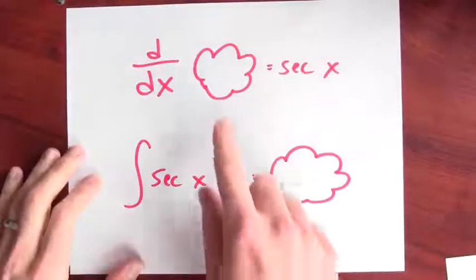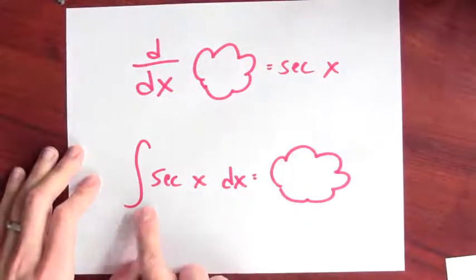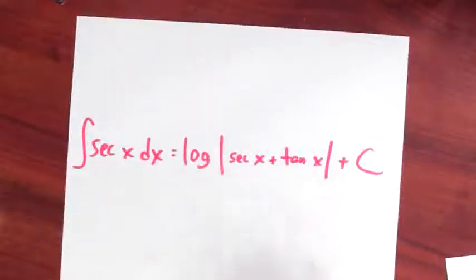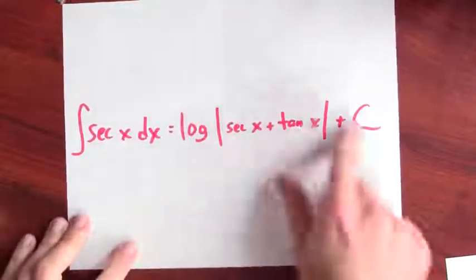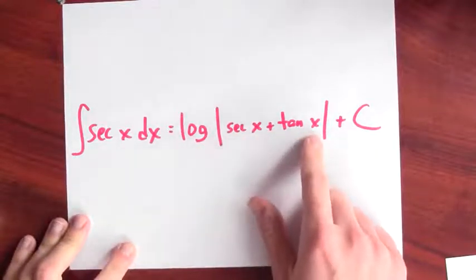What's an antiderivative of secant? So I'm asking for a function whose derivative is secant x. I'm looking for the antiderivative of secant x. What is that? Well, it turns out that the antiderivative of secant x is log the absolute value of secant x plus tangent x. Now again, it's totally mysterious where this came from, but we can verify that that's truly an antiderivative.